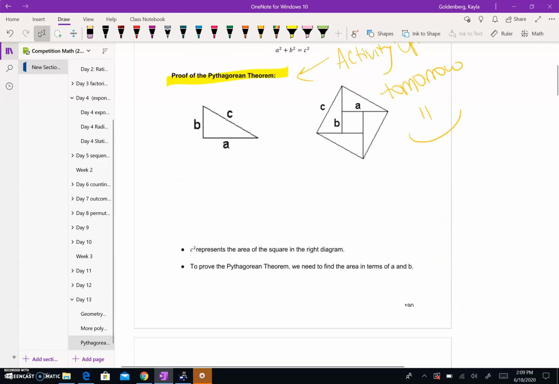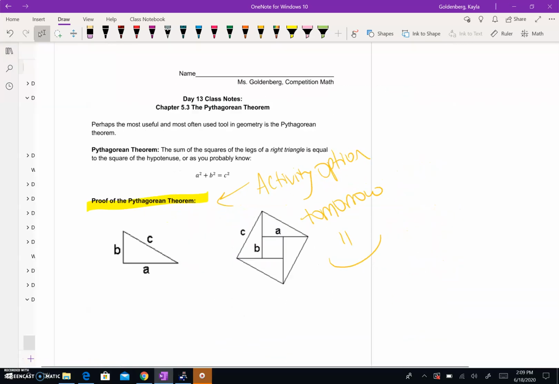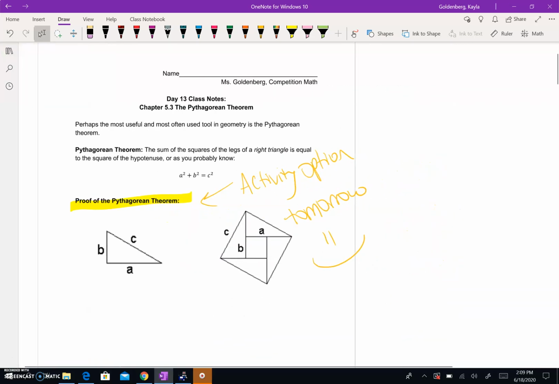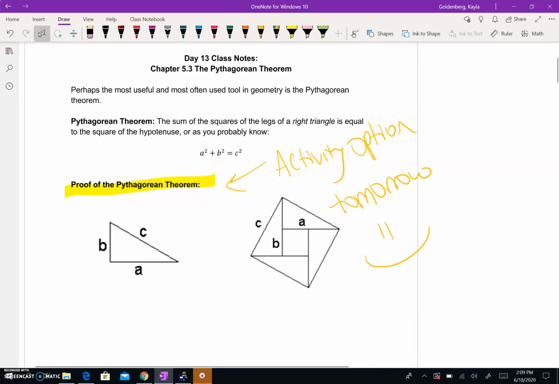We are on page 190 of the notes packet in your course packet. Notice the top of this is supposed to be a proof of the Pythagorean Theorem, but we are actually going to be doing that as a possible activity tomorrow. So I'm not going to do that with you guys. For now, we're going to assume that the Pythagorean Theorem is true, and we'll look at proving it tomorrow.